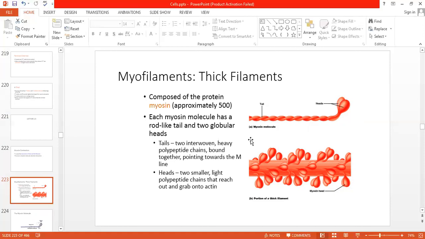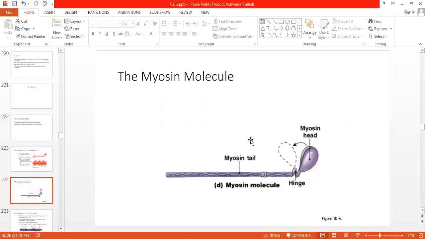The tail has two interwoven heavy polypeptide chains bound together, pointing towards the M line. The head has two smaller light polypeptide chains that reach out and grab onto actin. These heads of the myosin grab the actin. Here is the myosin molecule you can see: myosin head, hinge, then myosin tail. This is the whole myosin molecule.